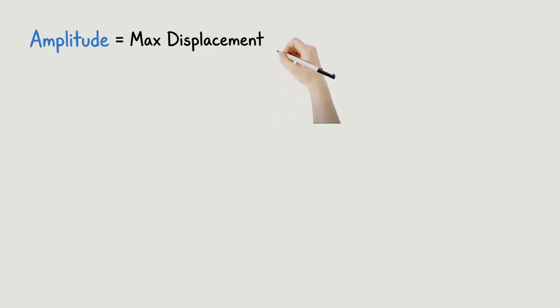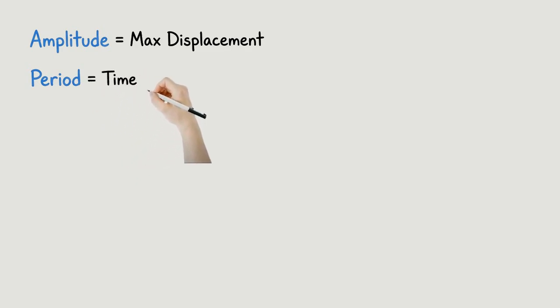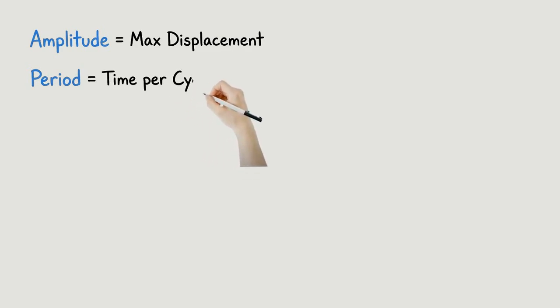Velocity and acceleration also vary smoothly in time, but they don't peak at the same moments. Velocity is largest when the object passes through equilibrium. Acceleration is largest when the object is farthest from equilibrium. This timing difference is a common source of confusion, but it follows directly from the restoring rule.